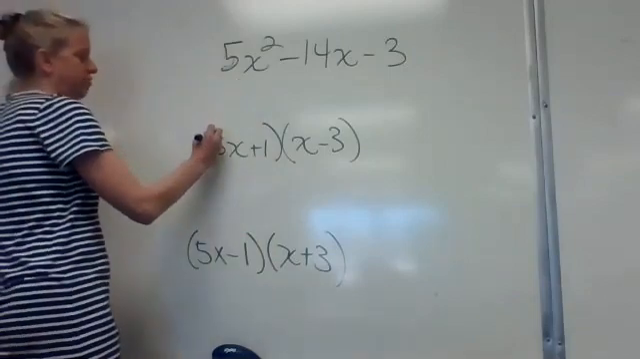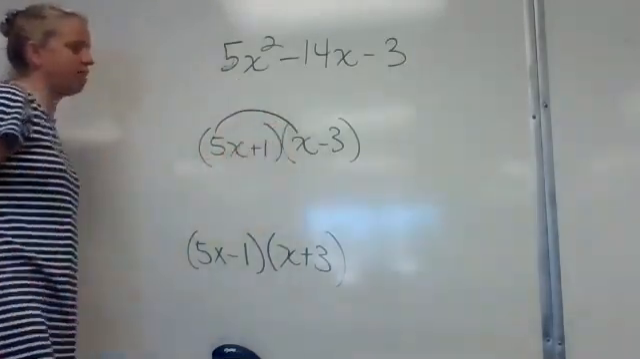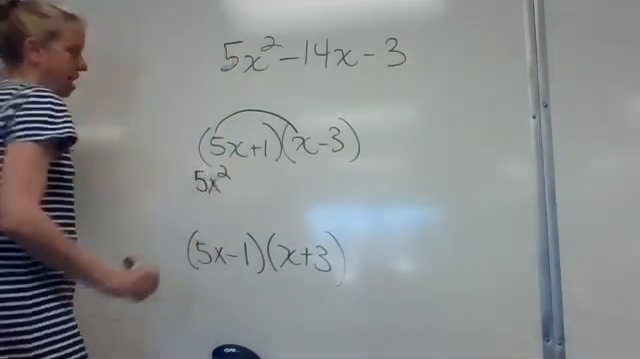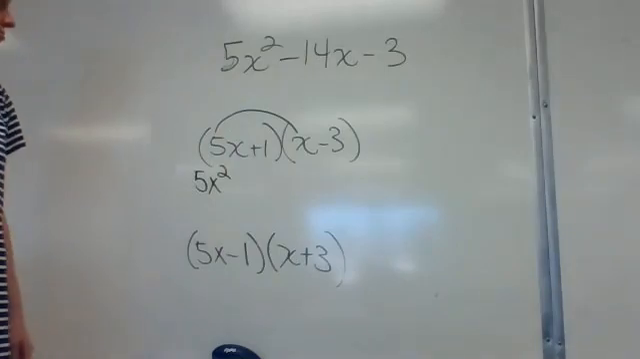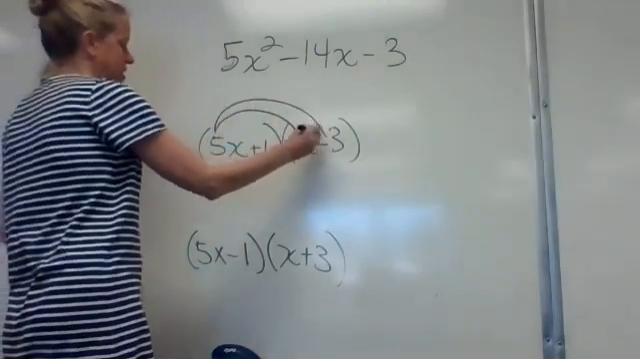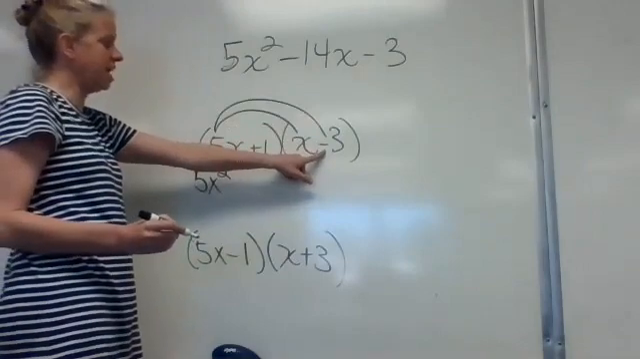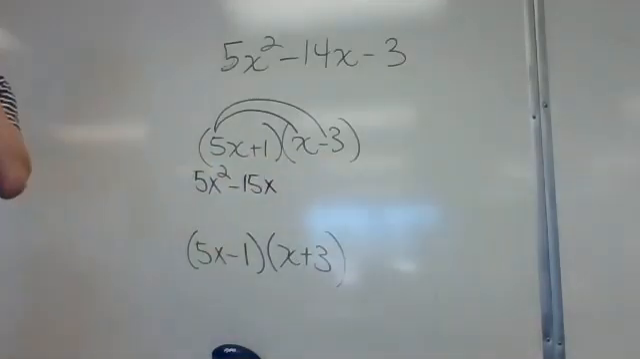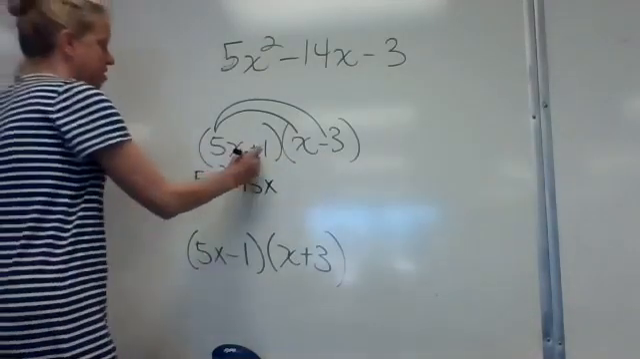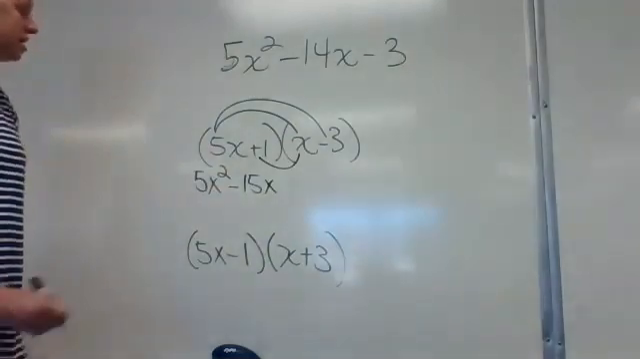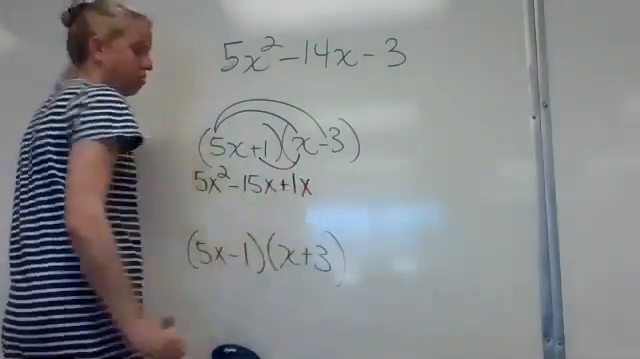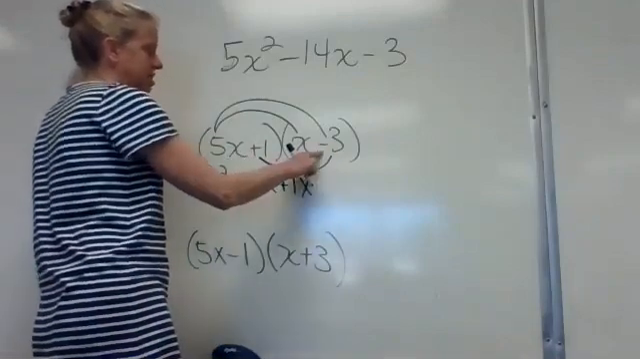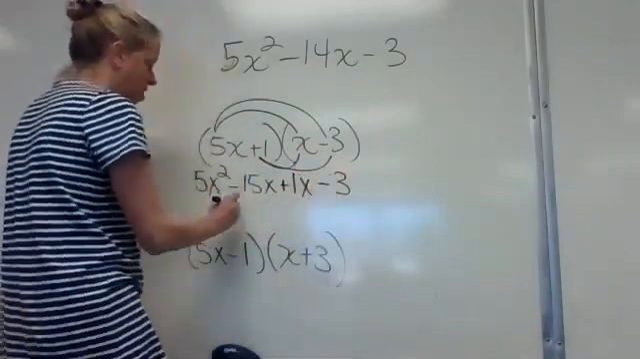So let's see, if I FOIL, my first, 5x times x gives me 5x squared. My outer, 5x times negative 3 gives me negative 15x. My inner, positive 1 times x gives me positive 1x. And then my last, positive 1 times negative 3 gives me negative 3.